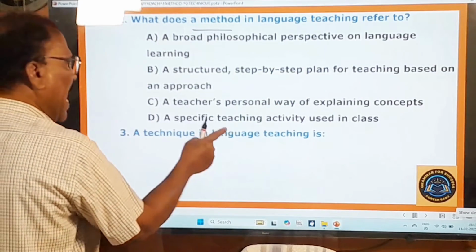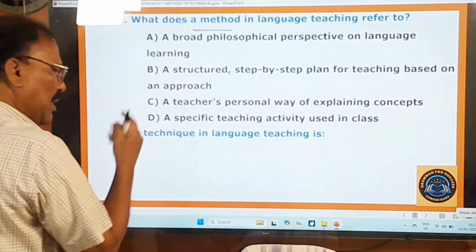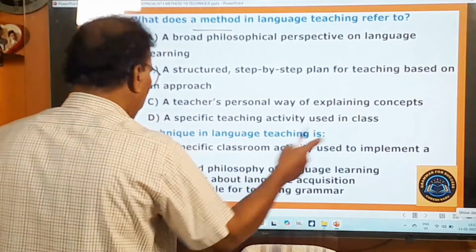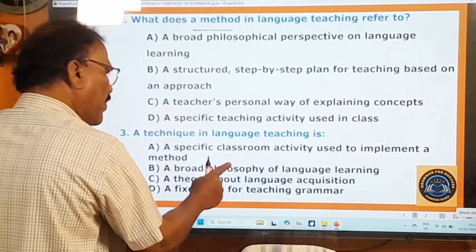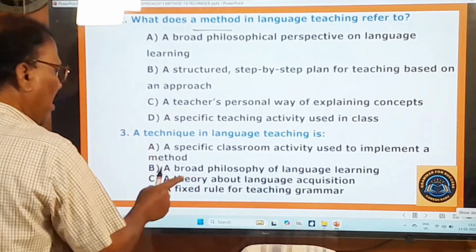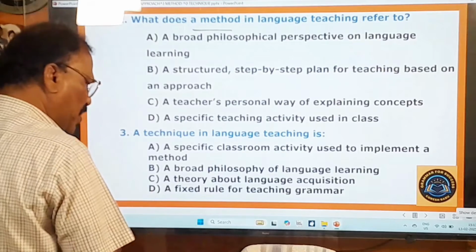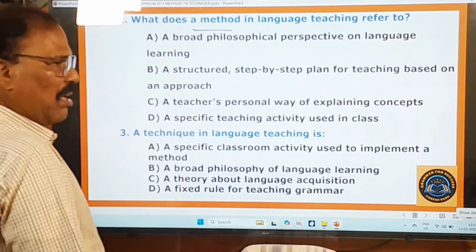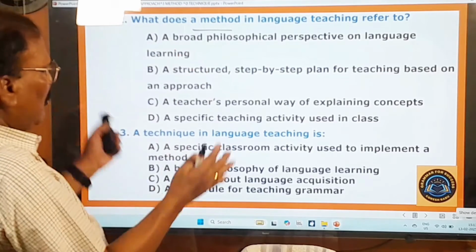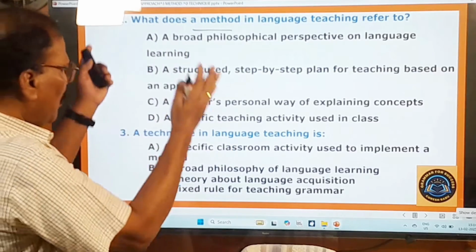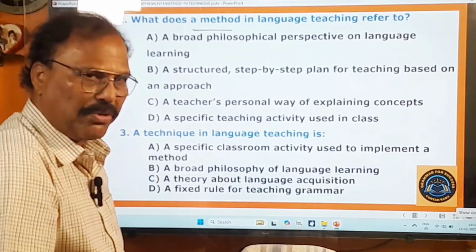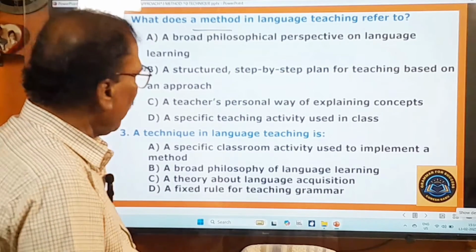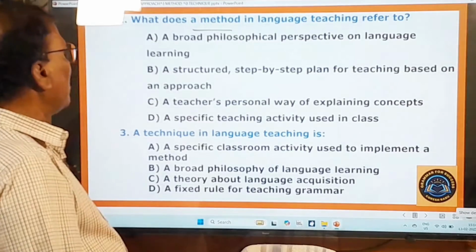A technique in language teaching: what is a technique? A specific classroom activity used to implement a method, a broad philosophy of language learning, a theory about language acquisition, a fixed rule for teaching grammar. You only know the answer. Please think about all these questions and the options given. Don't get confused and try to answer them correctly as far as possible. Right, now let's move on to other questions.